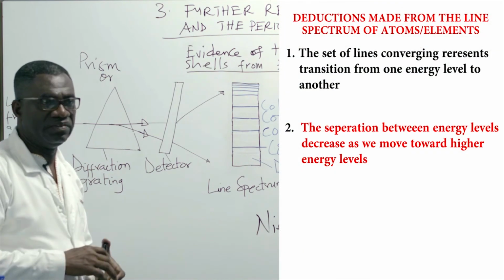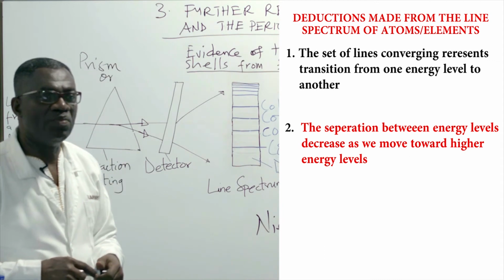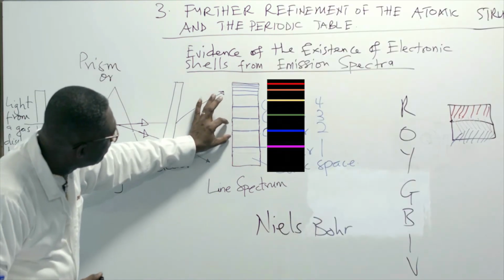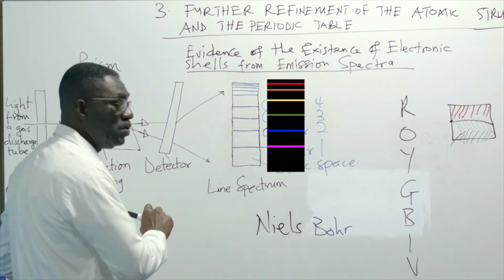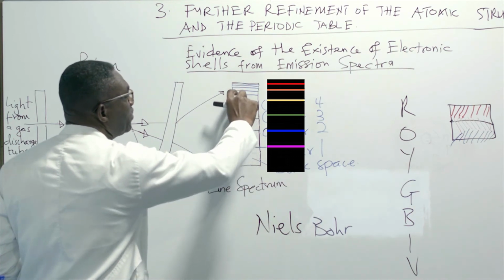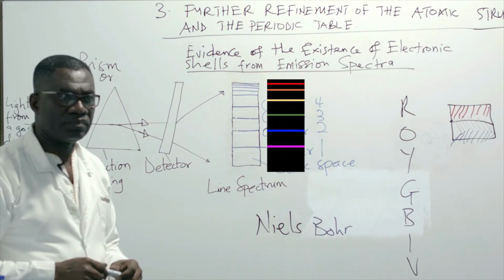The second observation: the separation between energy levels decreases as we move towards higher energy levels. Look at it, the separation decreases. The space between this and that is small. This one is bigger than this, and this is bigger than this. As you get to the top here, you see that they're almost becoming one line.